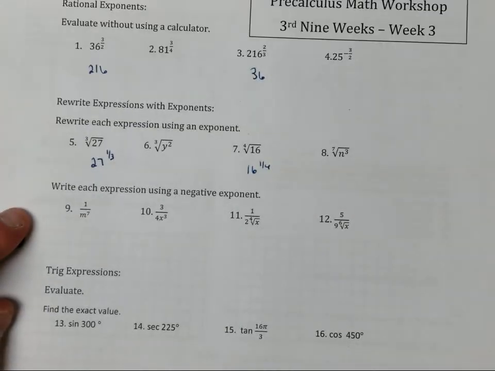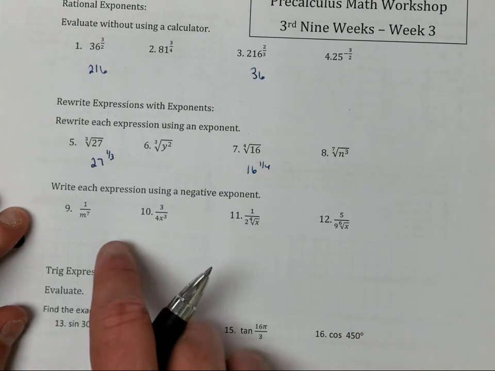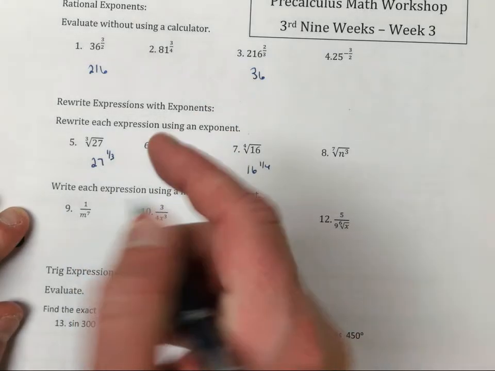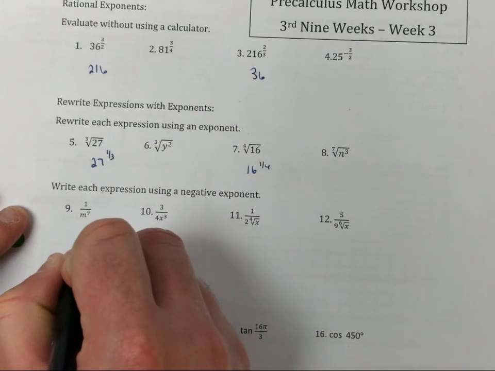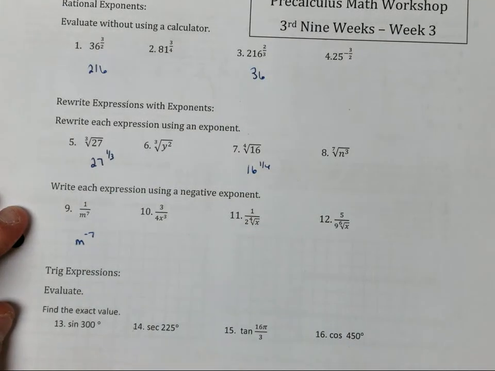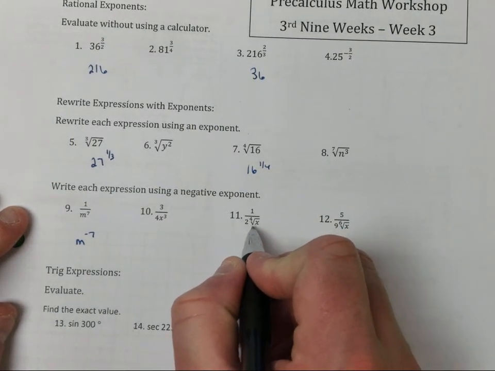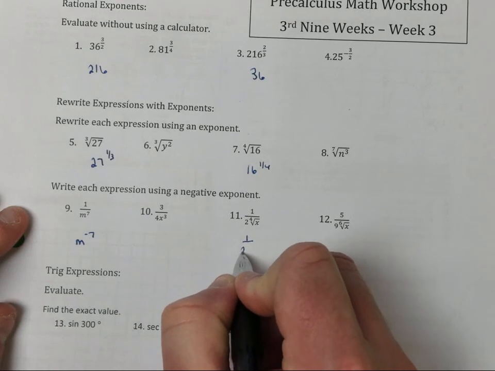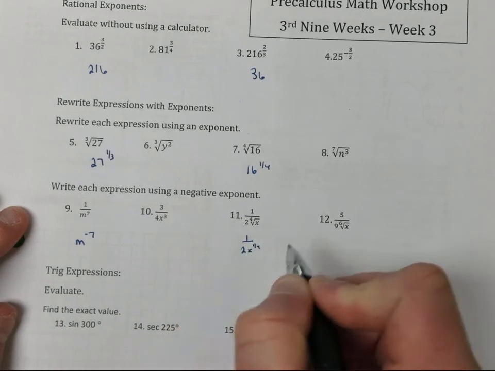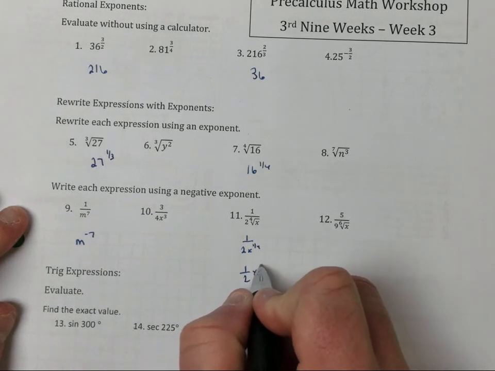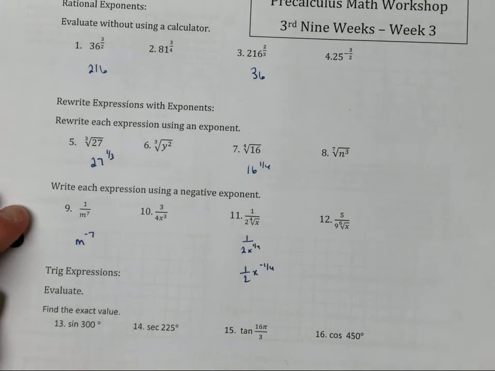Now, the next part says write each expression using negative exponent. Number 9, 1 over m to the 7th. I can rewrite that as m to the negative 7. Going backwards. Okay, 1 over 2 times the 4th root of x. First, I'm going to rewrite that as 2x to the 1/4, and then rewrite as a negative exponent, 1/2 x to the negative 1/4.